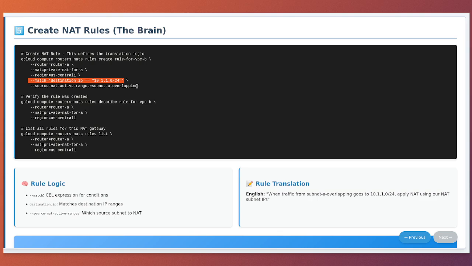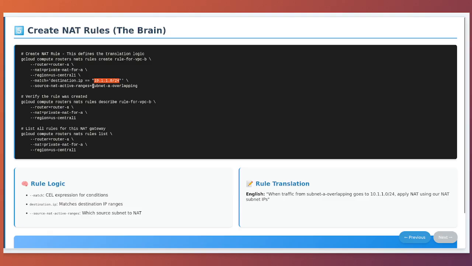Source NAT active ranges equals subnet-A-overlapping specifies which source subnet's traffic should be subject to this NAT rule. So this rule reads: when traffic from subnet A overlapping is going to 10.1.1.0/24, perform NAT using IPs from our NAT subnet.